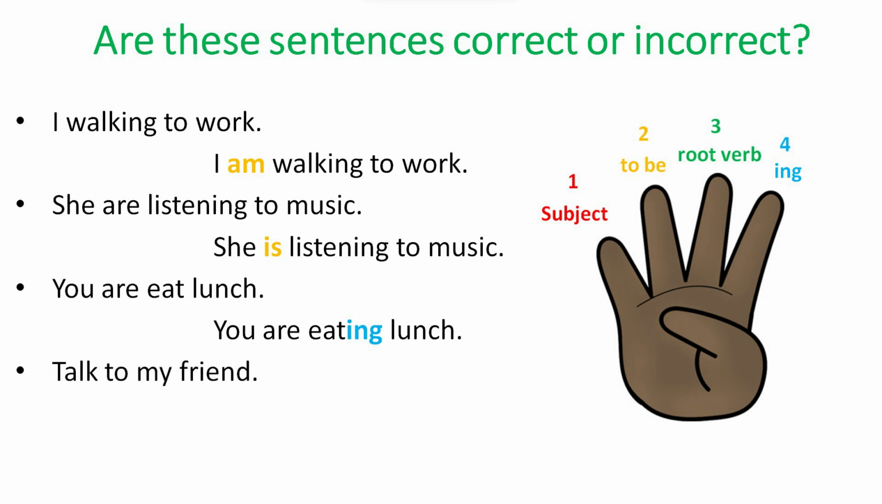Talk to my friend. Is this sentence correct? No, there is a lot missing here. We don't have a subject, the verb to be, or ing. We only have a root verb, talk. So it should be, I am talking to my friend. Really well done, everyone.